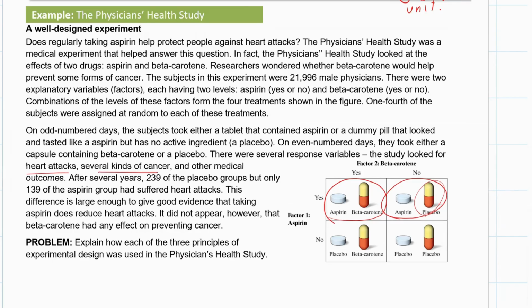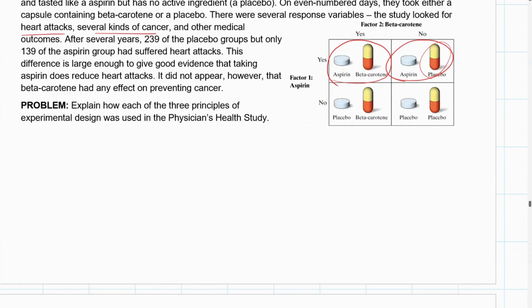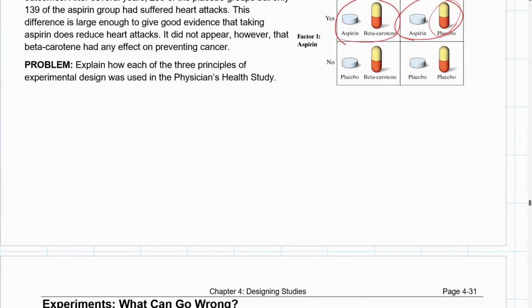After several years, 239 of the placebo group, but only 139 of the aspirin group suffered heart attacks. This difference was large enough to give evidence that taking aspirin does reduce heart attacks. It did not appear, however, that the beta-carotene had any effect in preventing cancer. Problem: explain how each of the three principles of experimental design was used in this study.